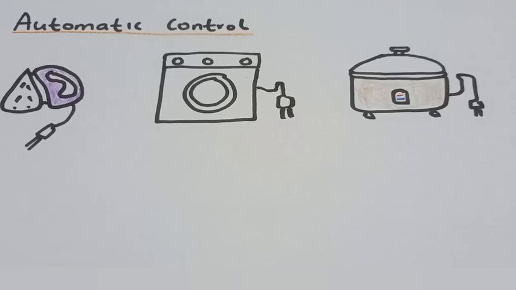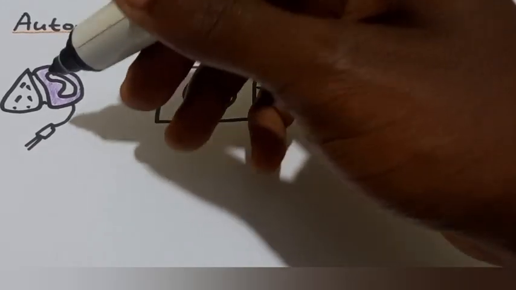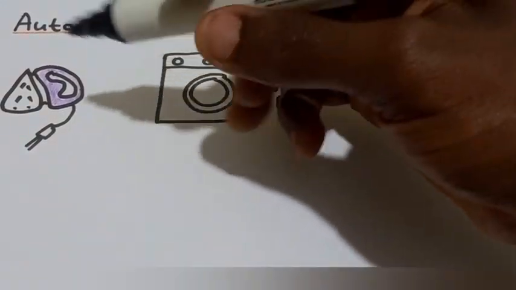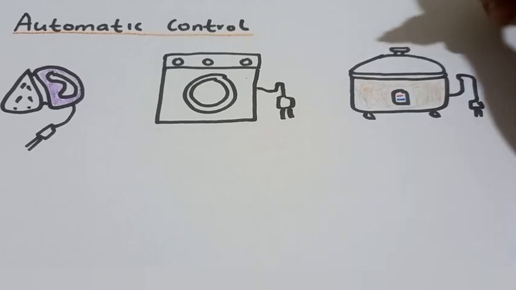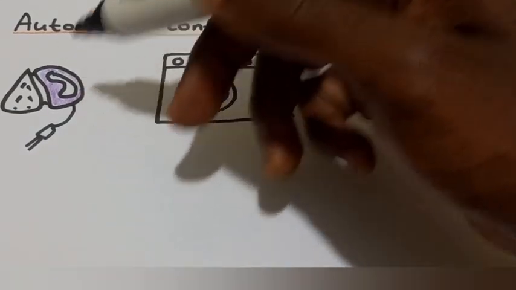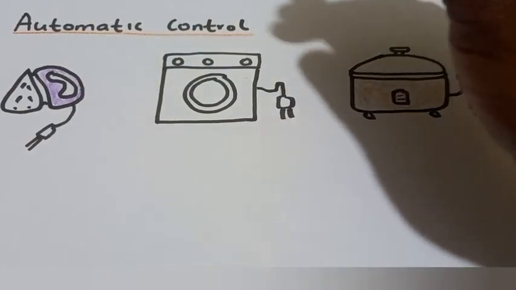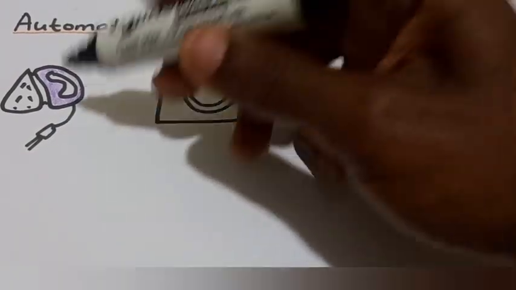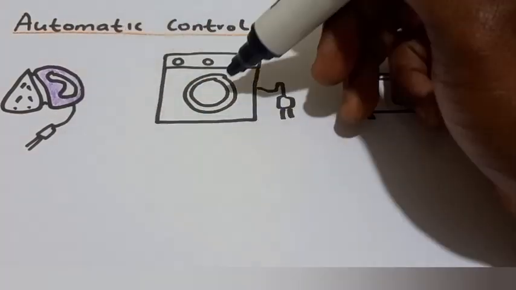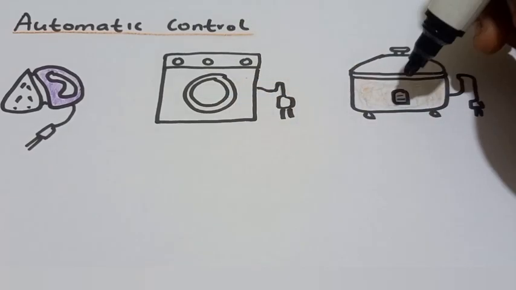In today's video, we'll be studying the introduction to automatic control. So we have these three gadgets here: the electric iron, the washing machine, and the rice cooker. We must know that all these gadgets have their various functions. They have specific functions: ironing clothes, washing clothes, and cooking.